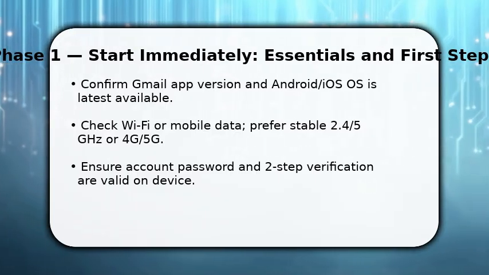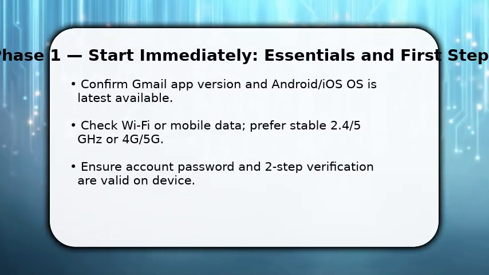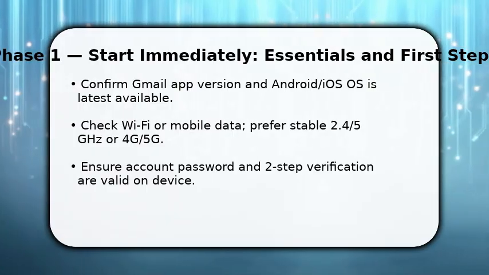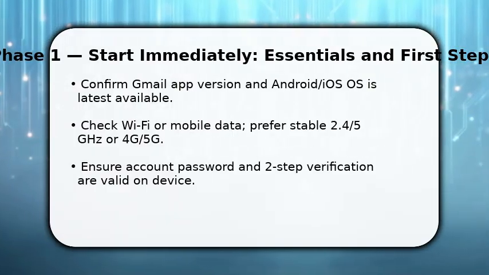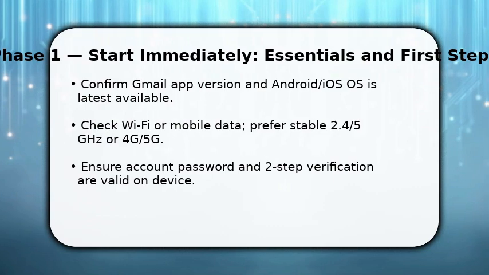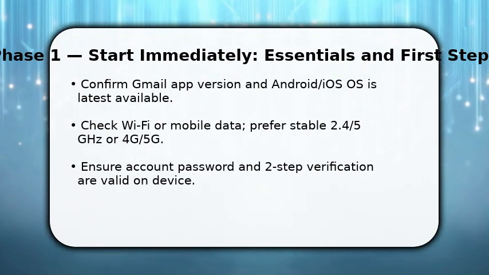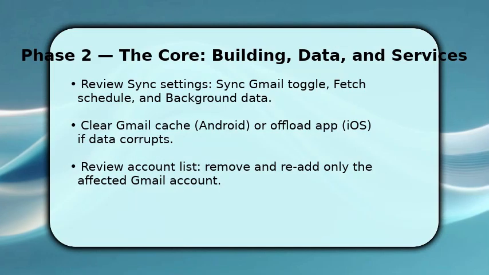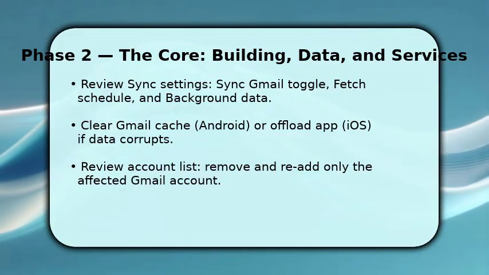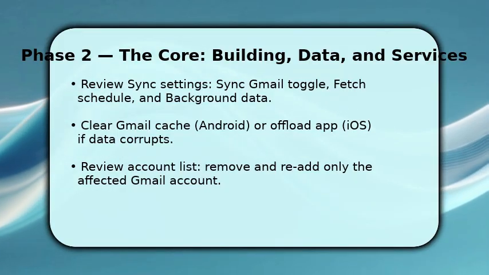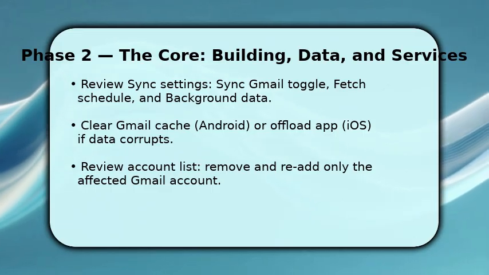Make sure account credentials are current, and if you changed your password elsewhere, re-enter it here so the app can authenticate immediately and resume syncing. Once the app restarts, dig into the detailed settings to find why sync stalls. You will verify the Gmail sync toggle, background data permission, and fetch schedule so mail can update automatically.